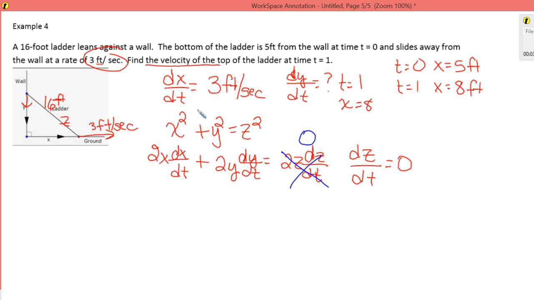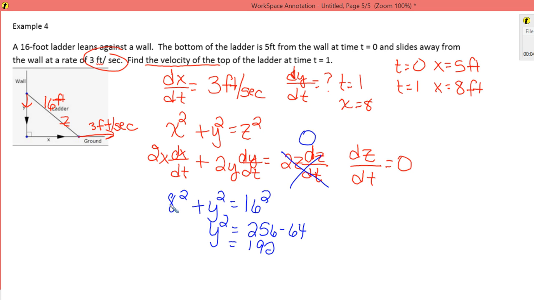And to find y, I can go here and use the Pythagorean theorem, putting in information I know. So using the Pythagorean theorem, I have 8 squared plus y squared is equal to 16 squared, which gives me y squared is equal to 256 minus 64, 192. So y is equal to the square root of 192. All right, so I have everything I need to solve this.